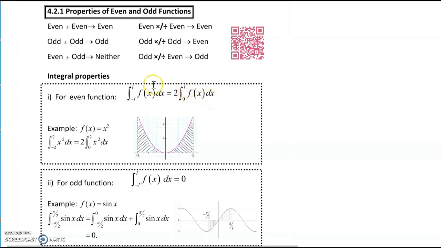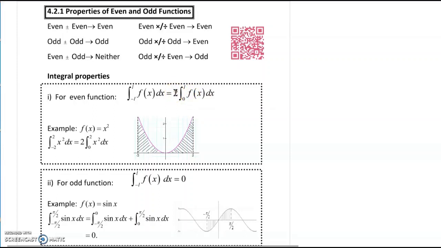So what this equation means is that if we want to integrate the even function from negative L to L, it is equivalent to finding the integral of only half of the side, meaning that we have the integral from 0 to 1, but we need to multiply by 2.